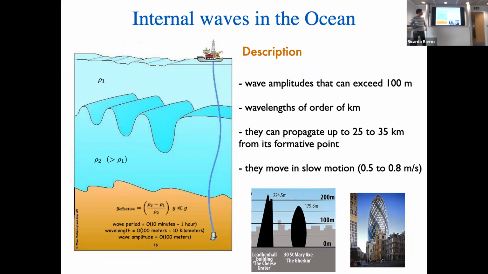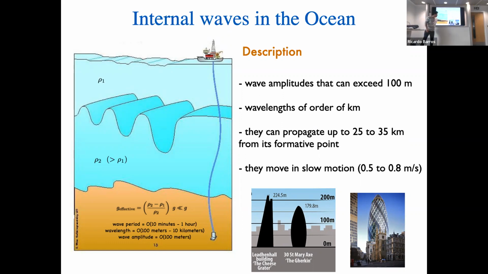So sometimes what you have in the ocean, especially in the summer periods, is a warmer layer of water over a cooler layer of water. Of course, this is also saltier and this is less salted. So there's a natural gradient that promotes this interface. And with the tides and other aspects, you can actually have these huge deformations of the interface. So these wave amplitudes can exceed 100 meters.